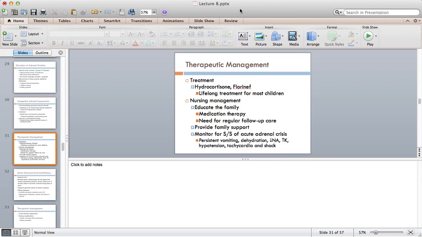Again, as with other hormone therapies that we're doing, they need to come for their follow-up appointment, and they will also need to monitor their blood work closely and be able to titrate their medication appropriately. So they need that education and support from us.